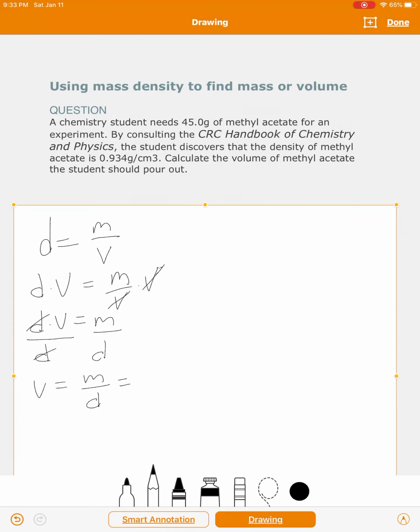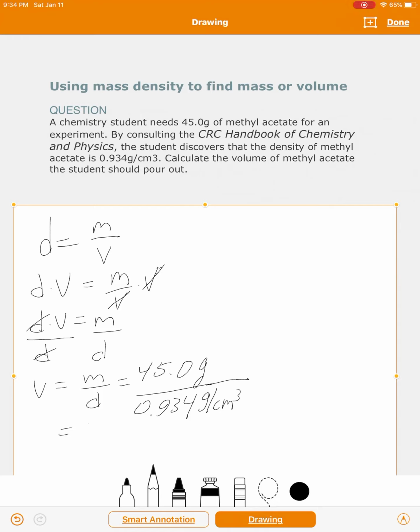The mass is 45.0 grams, and the density is 0.934 grams divided by centimeters cubed. I'm going to draw that a little bit longer there. And what happens is we would now use our calculator, or if you're very good, you could do this by hand. 45 divided by 0.934 is 48 point something.